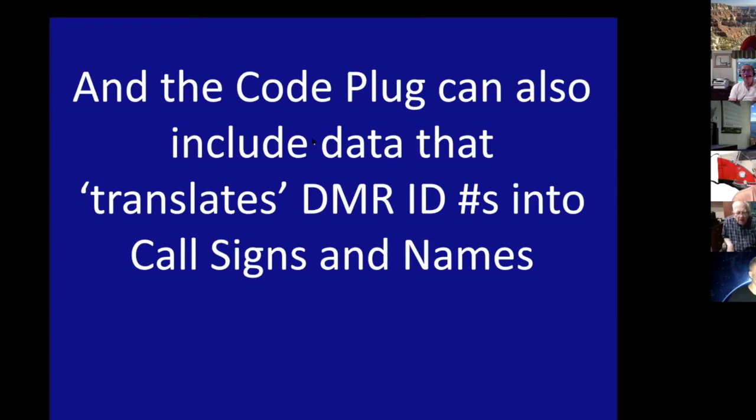The code plug can also include data that translate the DMR ID numbers into call signs and names. When you're going to operate a DMR radio, you have to go one of 2 places on the internet and get an ID number. Mine is 3166309, I believe. I have it written down over at my other desk. At 70, my short-term memory is pretty good. I remember what I had for breakfast, but I don't remember what I had for dinner last night.